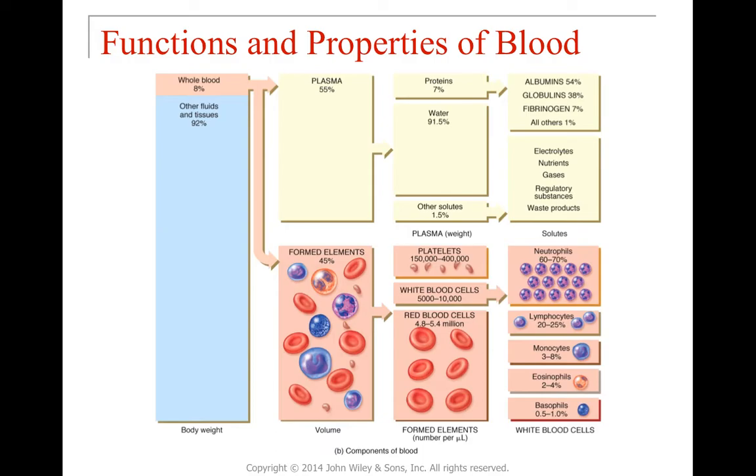Some other solutes you might expect to encounter are going to include electrolytes, nutrients, gases, which really the whole primary reason that we have the circulatory system is so that we can have gas exchange that's going to work in concert with the respiratory system. Also different regulatory substances like hormones, etc., and then waste products which are on their way to be excreted.